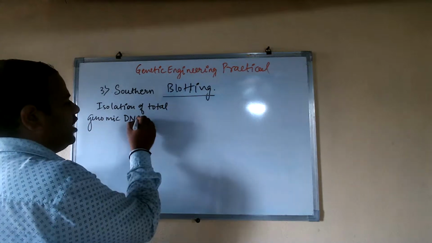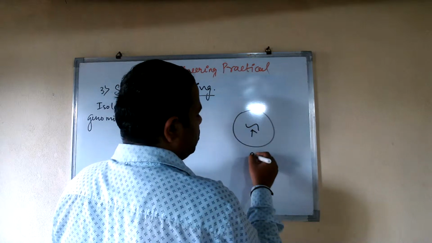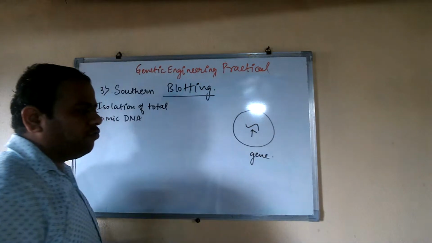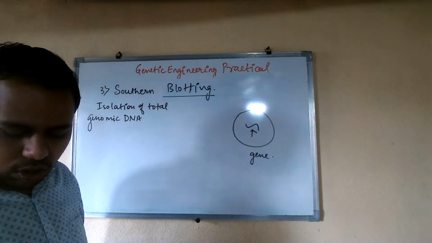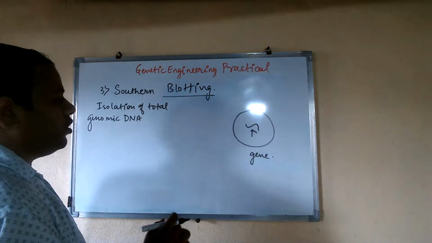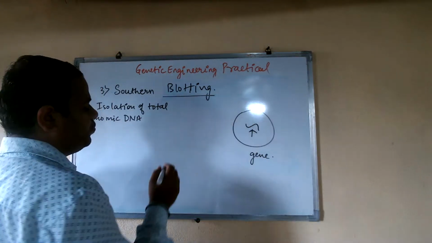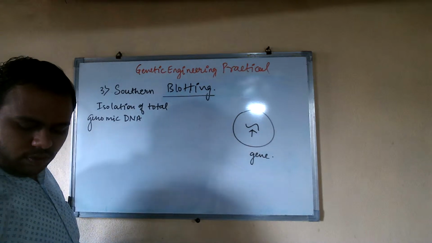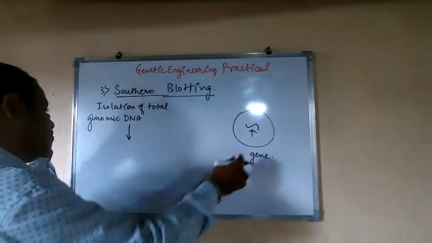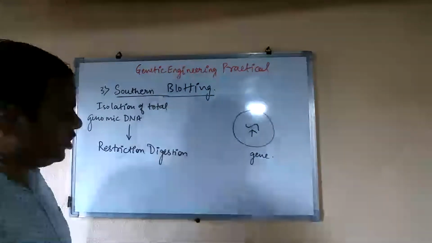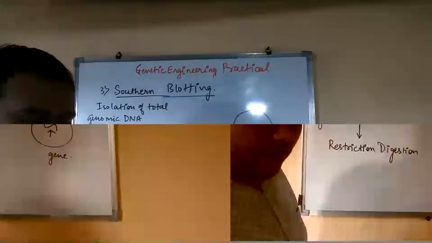Suppose there is a bacteria, and in that bacteria we have added a gene. So we have to check whether our gene of interest has entered into that bacteria or not. In order to check that, we are going to subject the total genomic DNA from such bacteria to restriction digestion. In this restriction digestion, the DNA is made into different fragments.